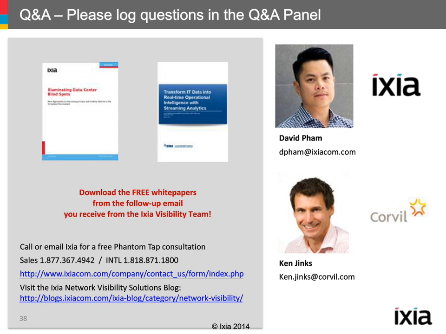Okay, Ken, here's a question for you. What is the maximum amount of throughput Corvil can analyze? Is it 20 gigs?